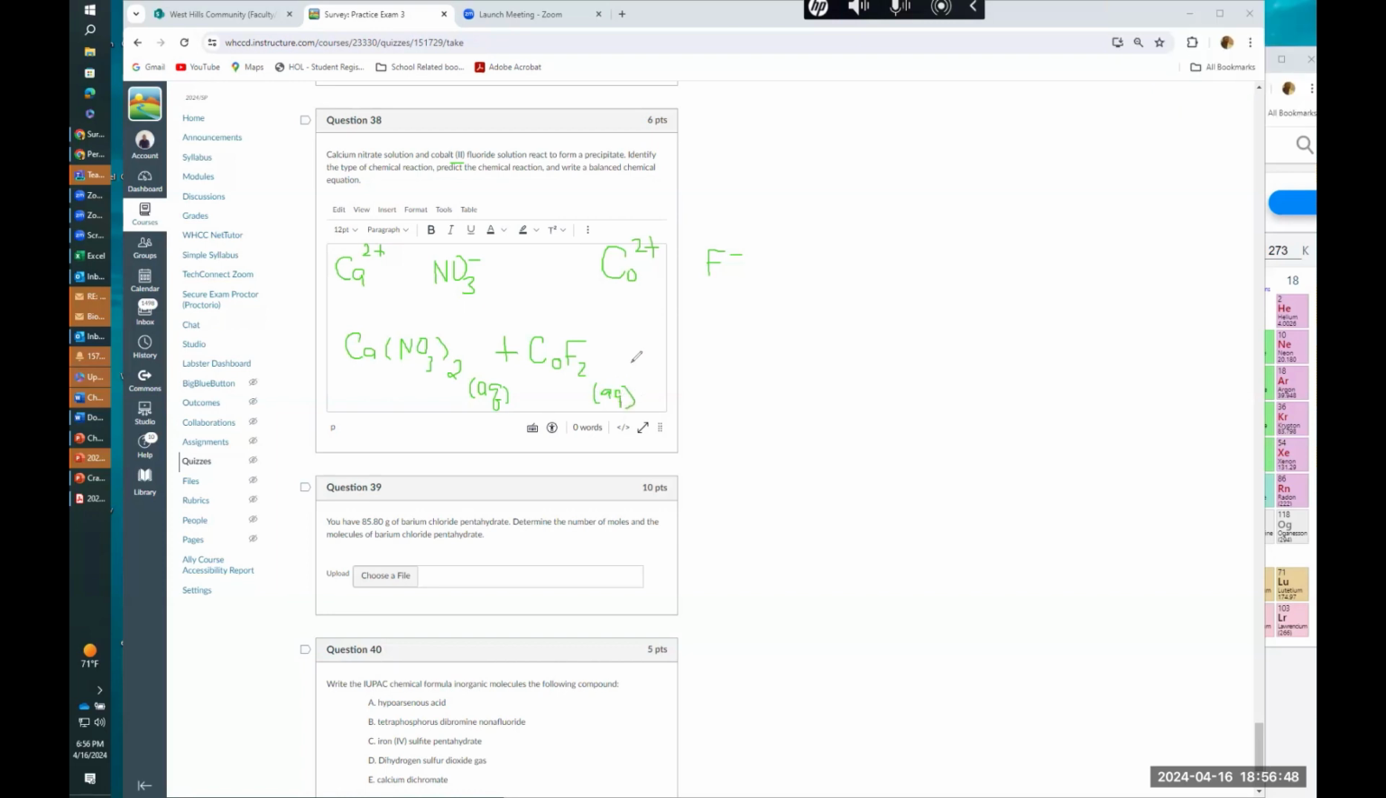Okay, so now who's hooking up with who? Who's taking who home? Is this a double replacement? That's right. It is a double displacement or a double replacement. You can use either one. They're both correct. So the calcium is going to hook up with fluoride. So we have Ca. How many fluorides will I need to balance out the +2 charge of calcium? Two.